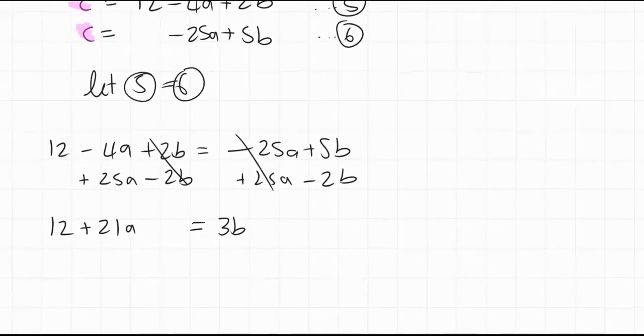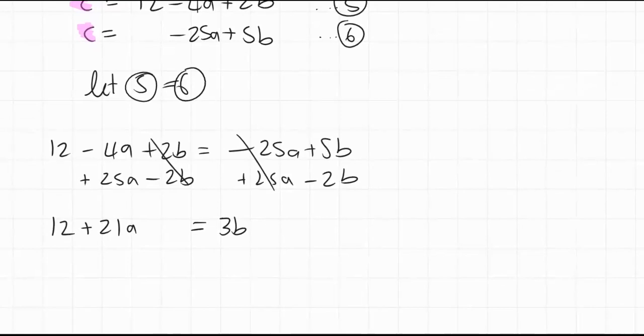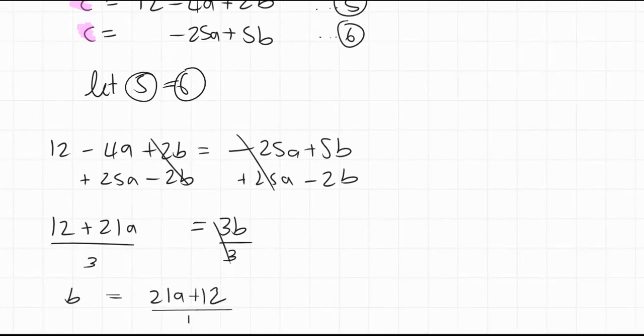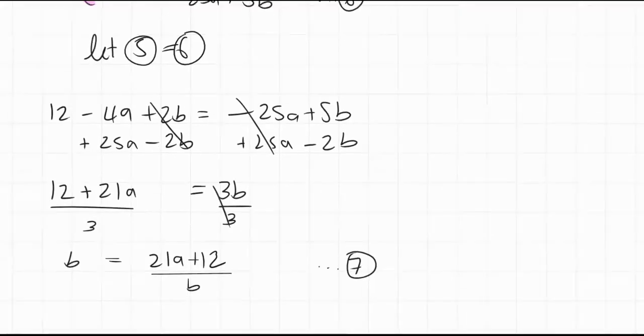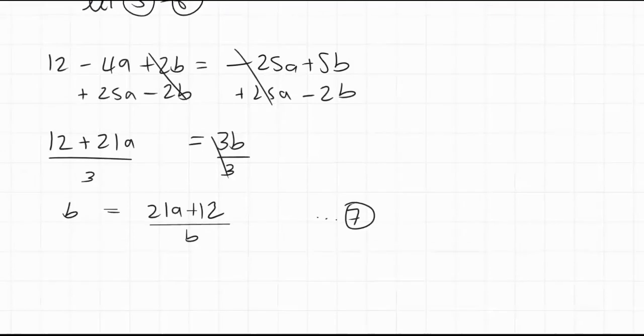Last step is you choose something to be on its own. I'm going to choose the B because it's already almost there. So if we divide both sides by 3, that side cancels out, B equals 21A plus 12 all over 3. And just to keep track of everything, I'm going to call this equation number 7. Okay, so now we only have A and B as our unknowns.